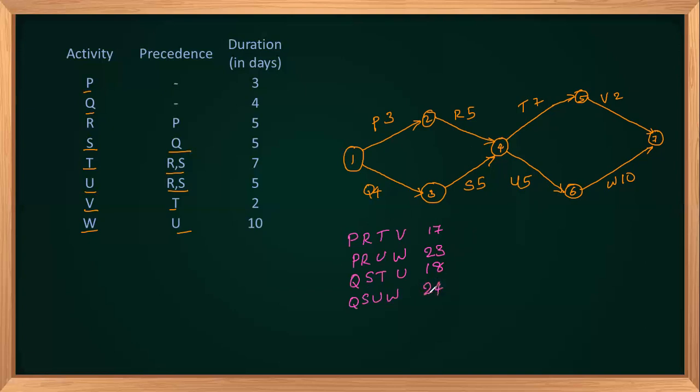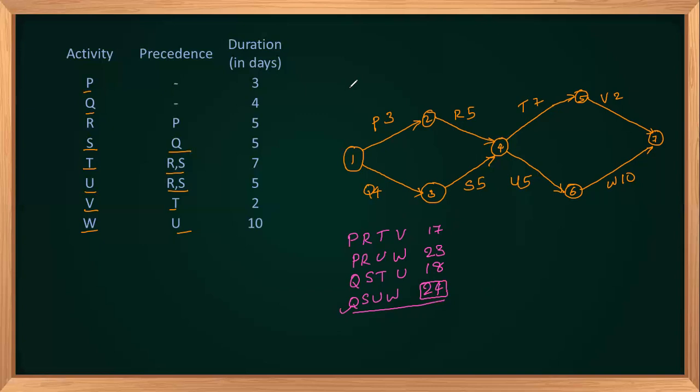So among these four parts, we can see that QSUW is having 24, which will be the highest. So among these parts, this is the longest. So this will be the critical part. This is how you can compute the critical path for a simple network.